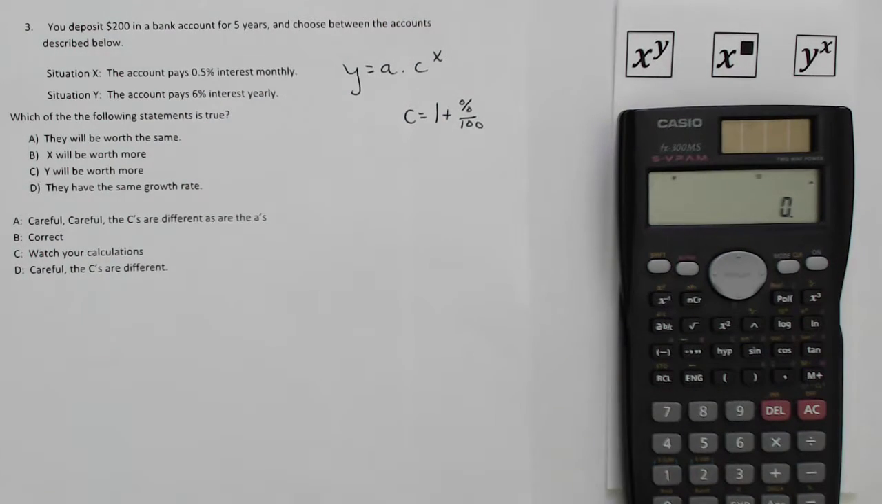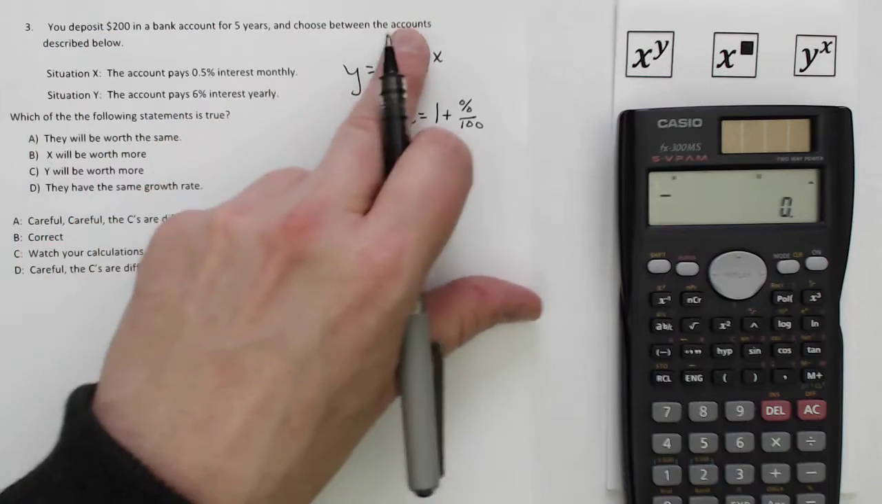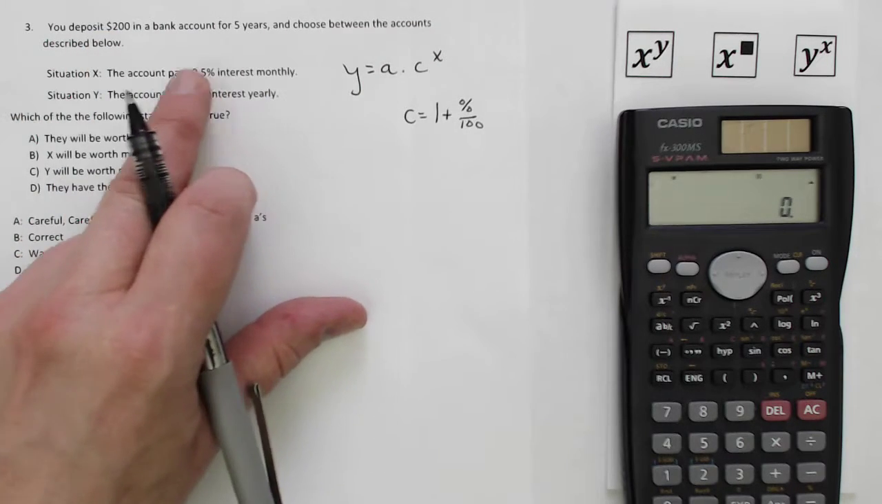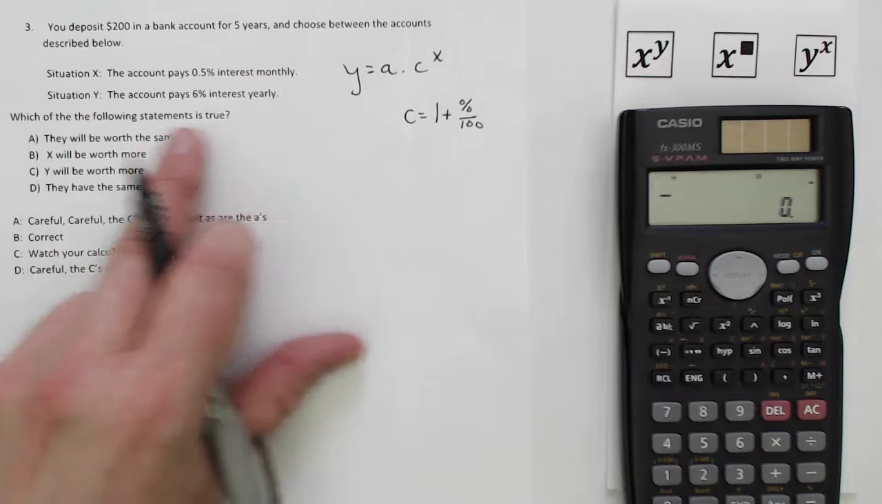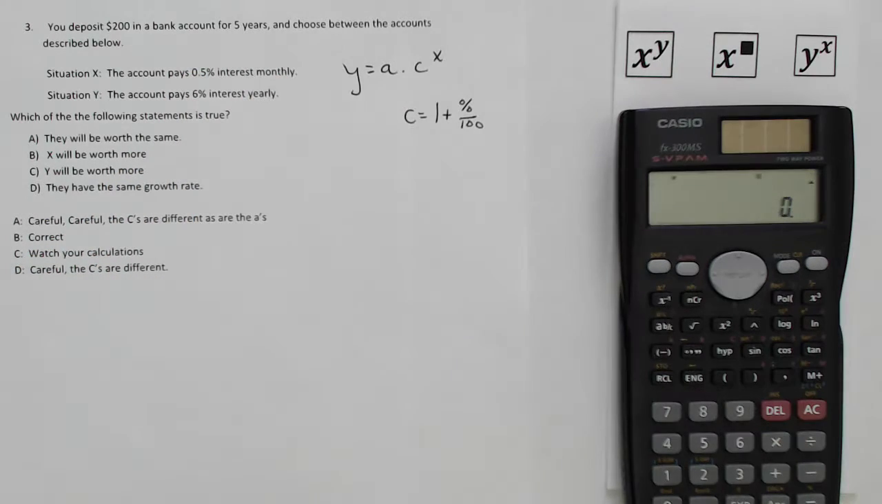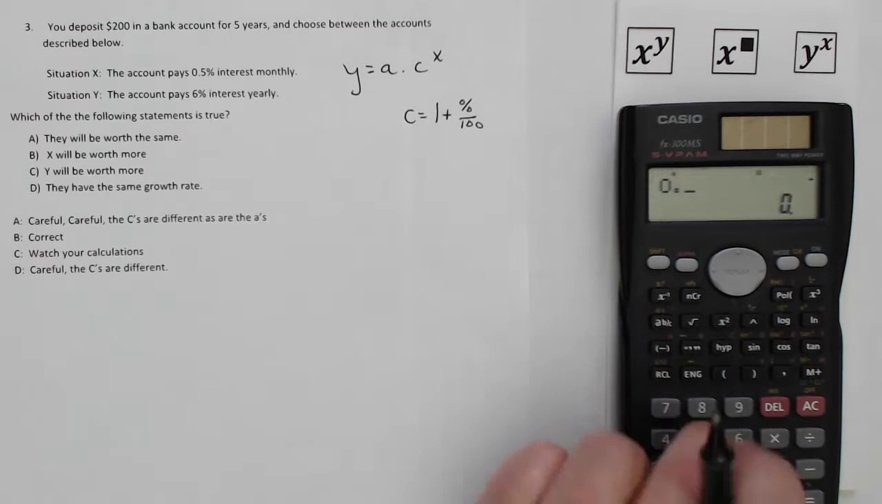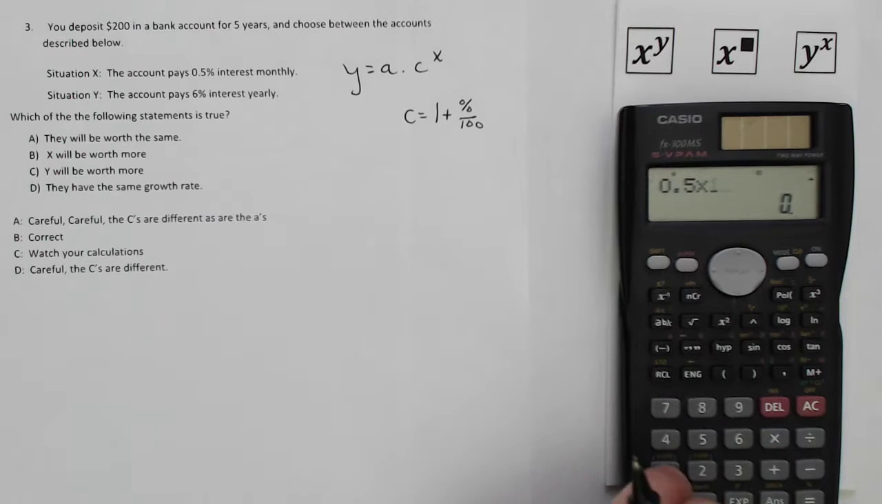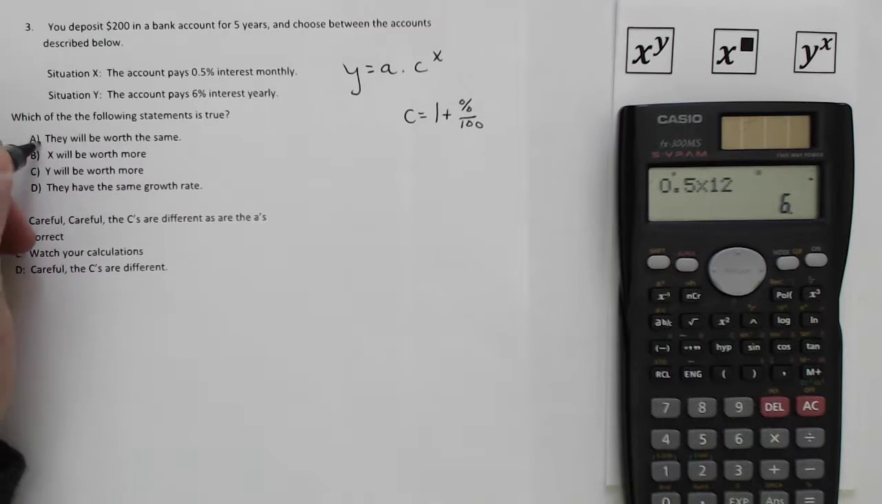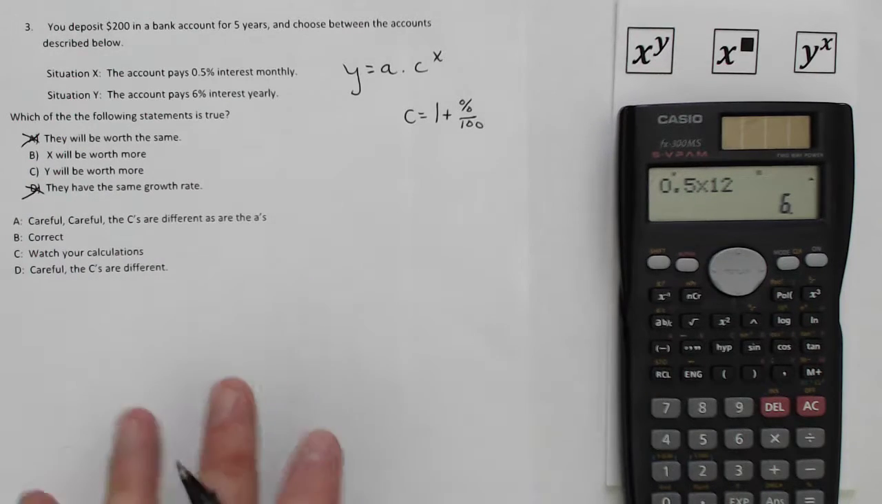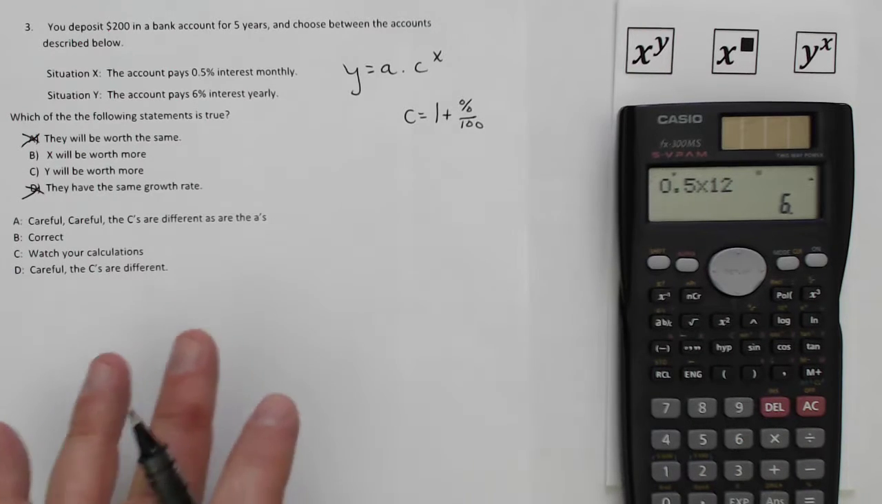Having that in mind, $200 in the bank account for 5 years, and we choose between these two accounts. The first account pays 0.5% monthly, the second account pays 6% yearly. The first thing I want you to notice is some people will say, if I earn 0.5% times 12 months, that's 6% in a year. So 6% here, 6% here, they should be worth the same, or have the same growth rate. You can get fooled into thinking A or B are correct. They are actually not correct. These are not the same function, and you'll see that when I build their respective rules.